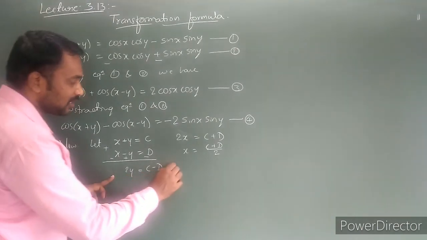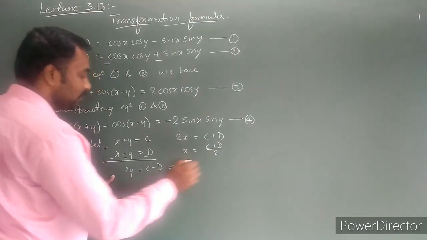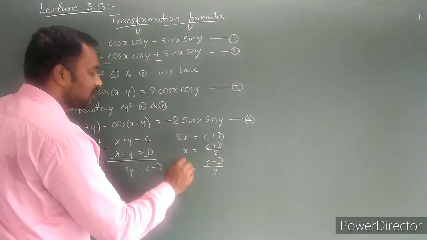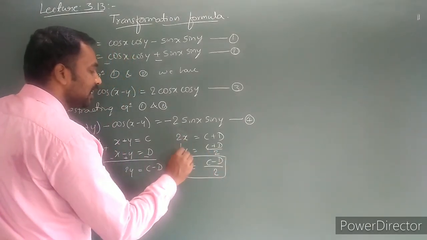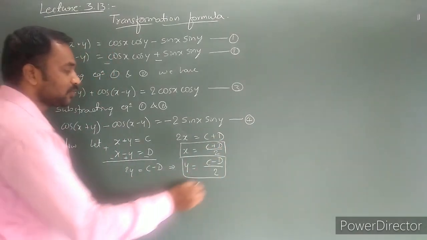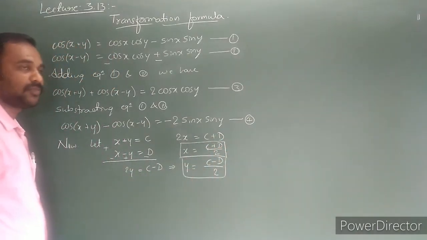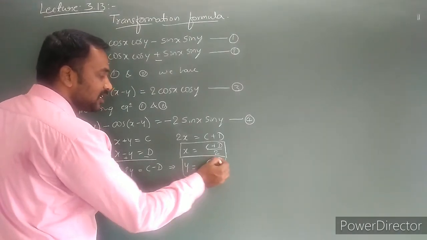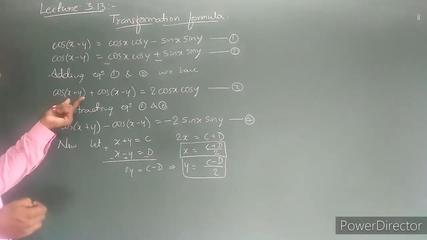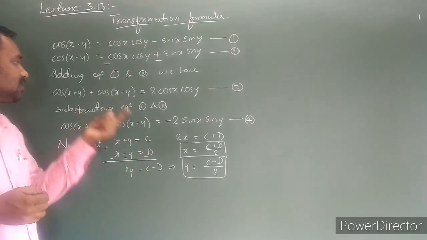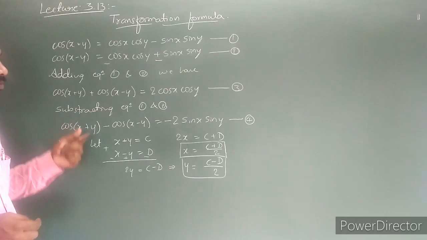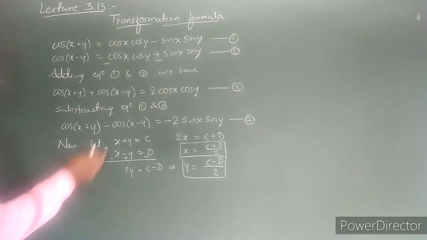Therefore from this we got the y value. What is the y value? c minus d divided by 2. So these are the x and y values. What is the x value? x value is c plus d by 2. y value is c minus d by 2. And what is x plus y? x plus y is c. x minus y is d. That is how we got these two formulas.